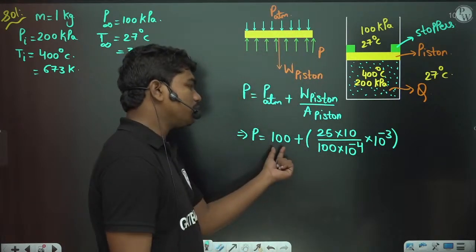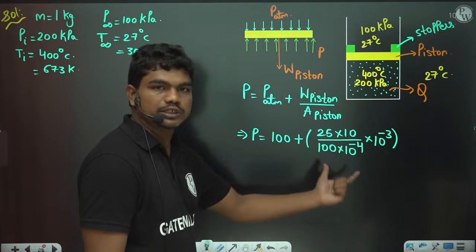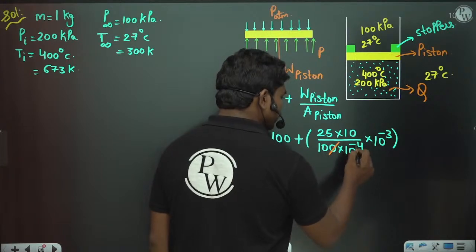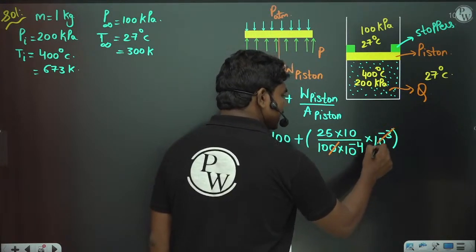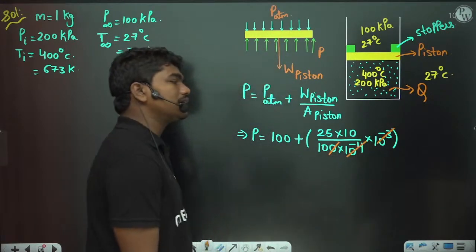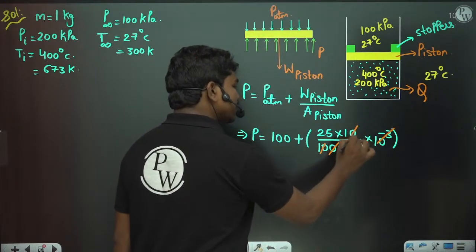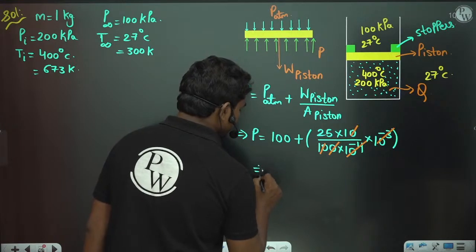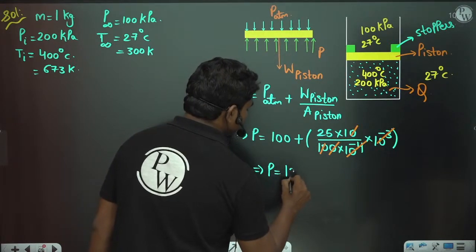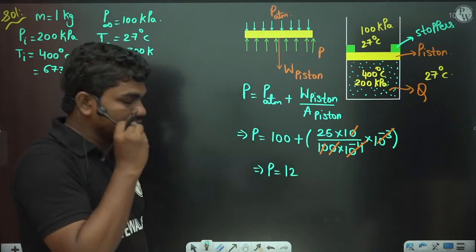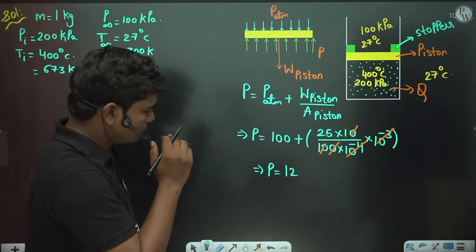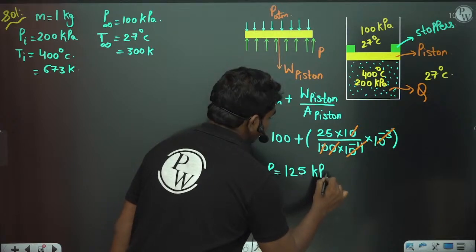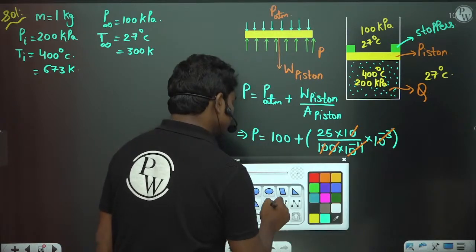So this term is in kilopascals, this bracketed term is also in kilopascals now. If you simplify, this 10 power minus 3 cancels out this 10 power minus 4 completely, and this 10 and this 10 get cancelled. So you can understand here the pressure P is 125 kilopascals.